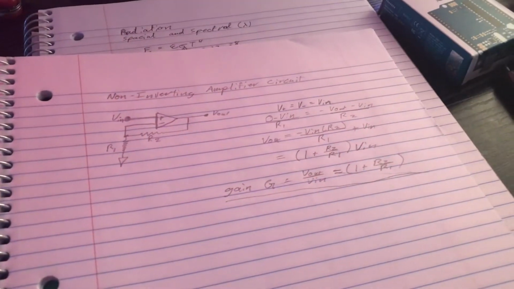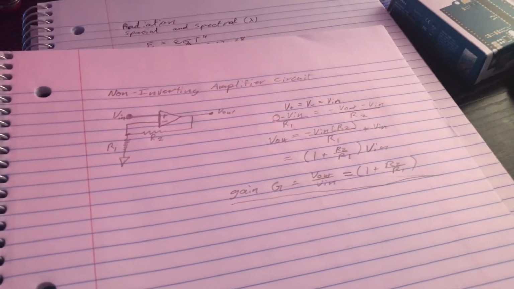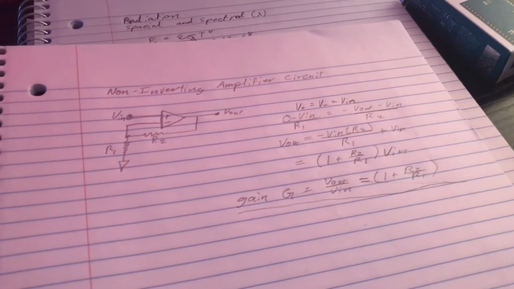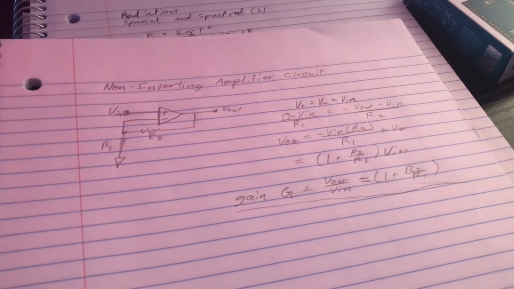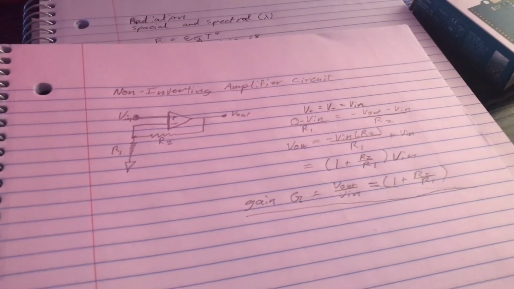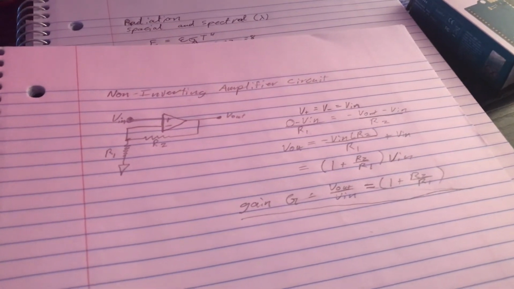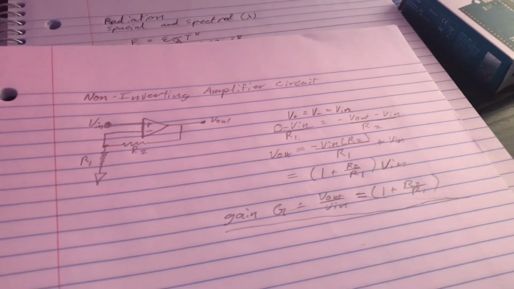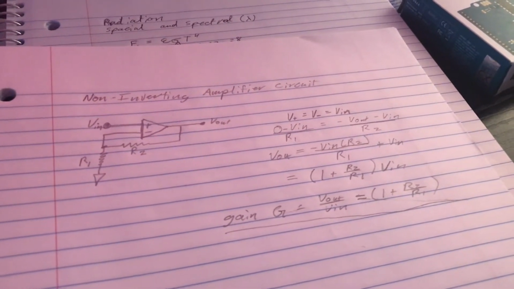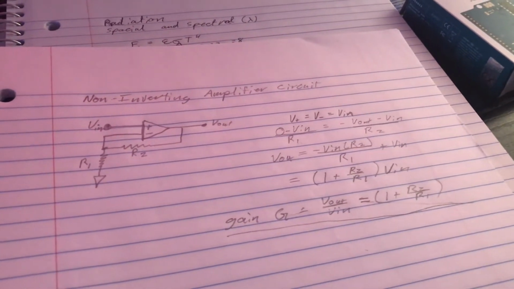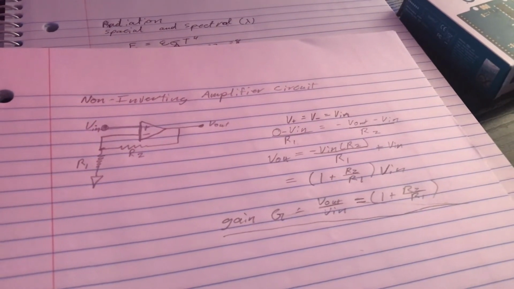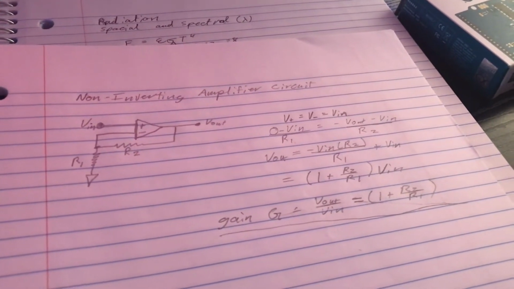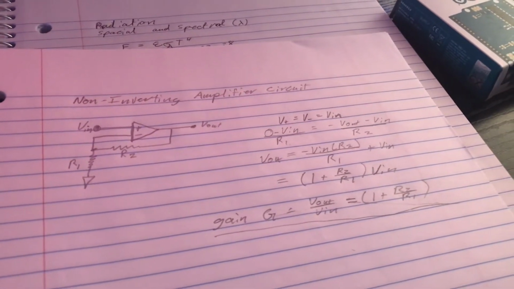Here's the work for the non-inverting amplifier. Using Kirchhoff's current law, we can get an expression from nodal analysis for each of the nodes. So when doing the analysis, we get 0 minus Vn over R1, which is equal to negative V out minus Vn over R2. And then doing algebra, we can solve for the gain, which is just V out over Vn, which equals 1 plus R2 over R1.